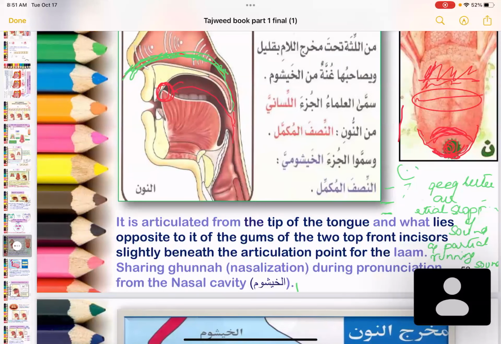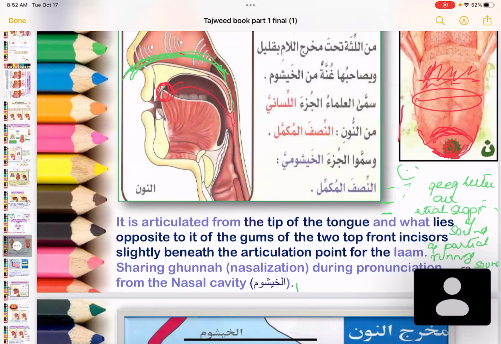So what's happening in Noon is the tip and the top surface of the tongue touches the gums of the top front incisors, okay? And the sound is cut. The sound is stopped. But the sound runs out from the nose area. So there are two things happening here. There is stopping of the sound. And where is the stopping taking place? It's taking place at the gums of the top incisors.